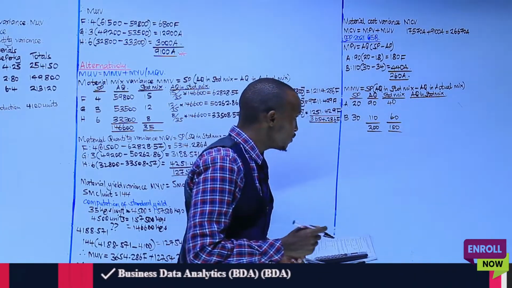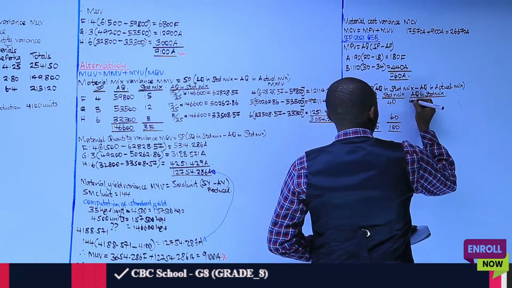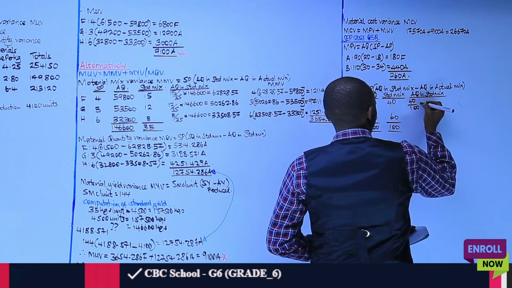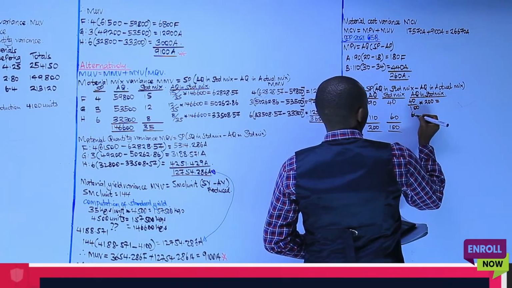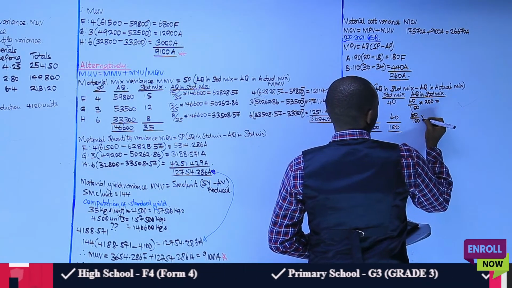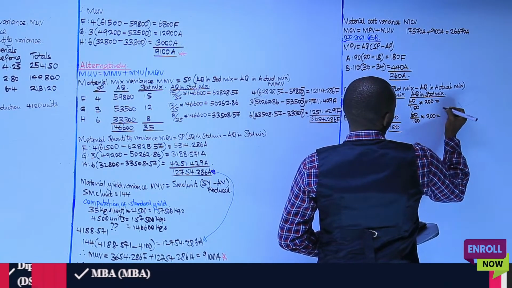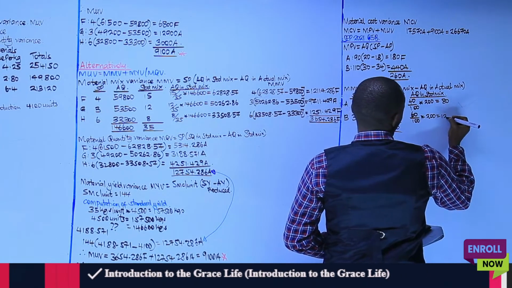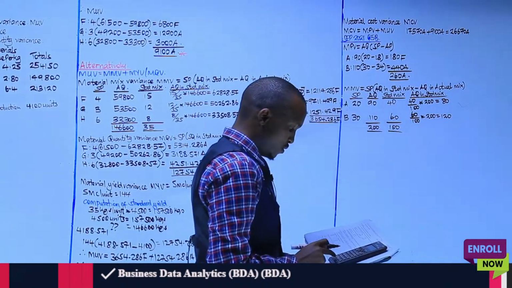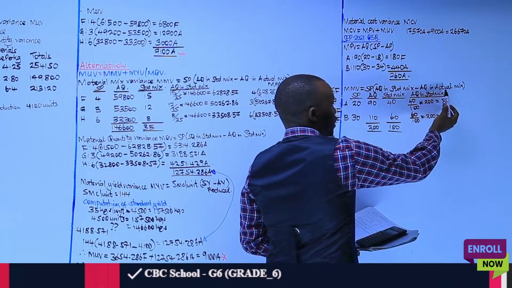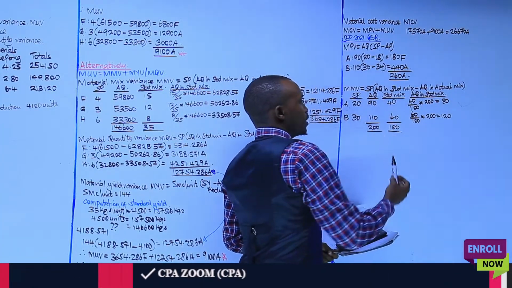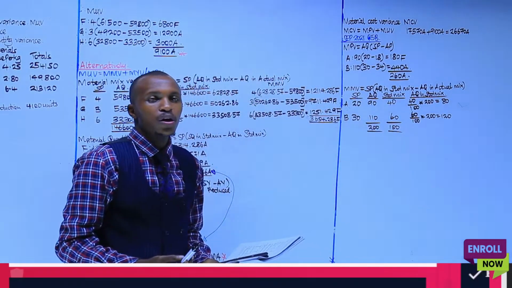And how will that be? This will be 40 over 100 times 200, 60 over 100 times 200. That is 80, and that is 120. All right. Your actual quantity in actual mix we said is your actual quantity.